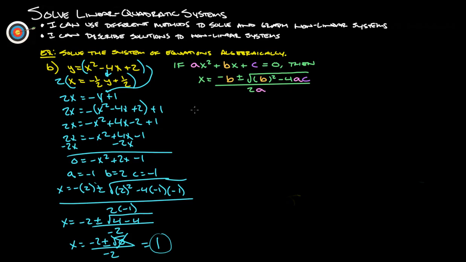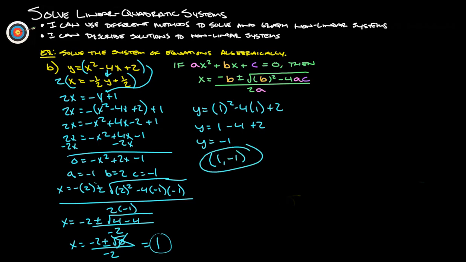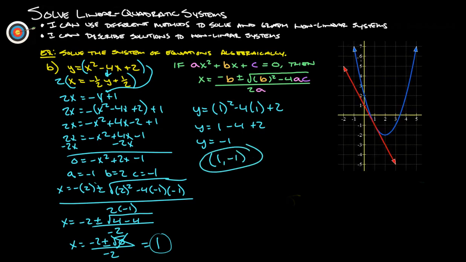So let's try that. We get y equals 1 squared minus 4 times 1 plus 2. So we get y equals 1 minus 4 plus 2. So y is going to equal negative 1. So our solution where they intersect is going to be x is 1, y is negative 1. So there's our solution.